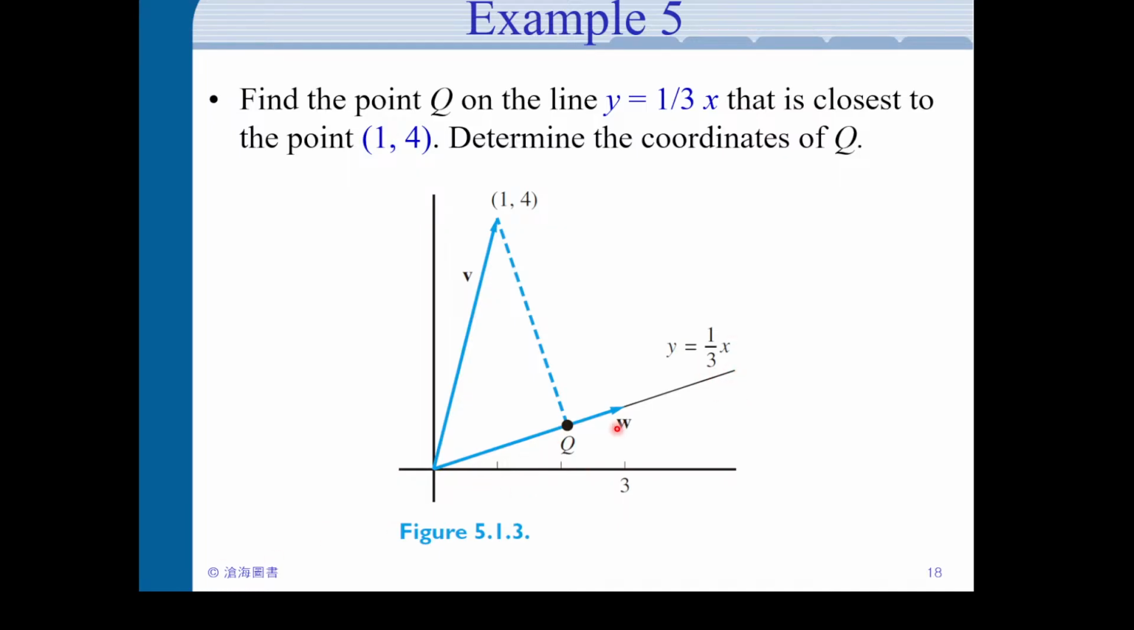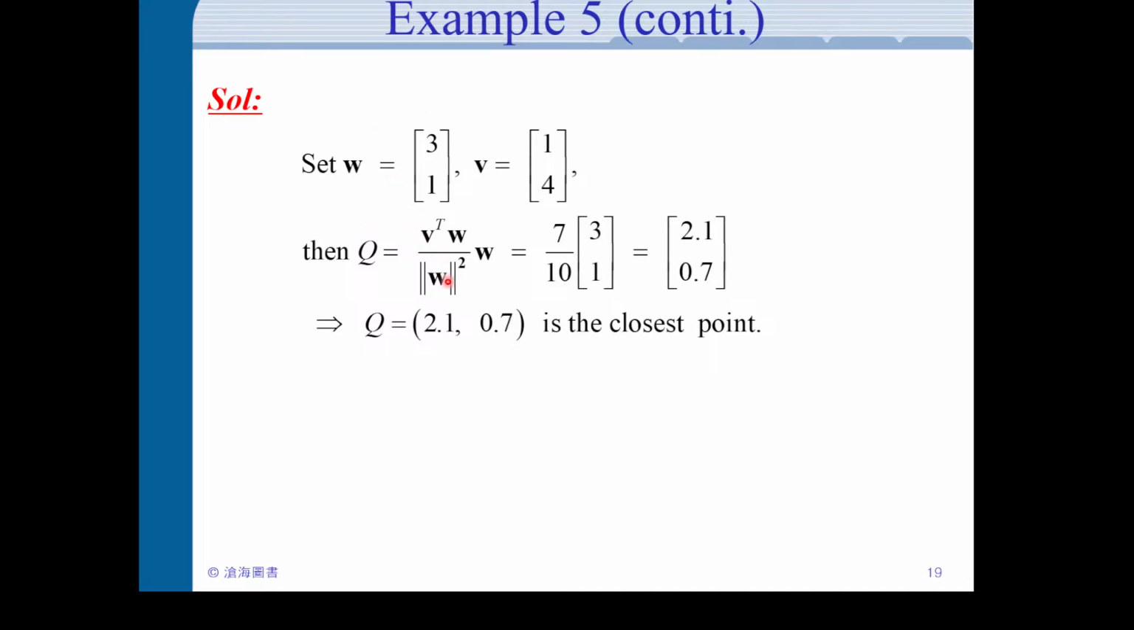Then we can find a vector here, because y equals 1/3 x. We can find a whole bunch of points. One point we can find is x equal to 3, then y will equal 1. So we have this (3, 1) point that's on this line. We will do this by having this (1, 4) project onto (3, 1). So W equals (3, 1), and V equals (1, 4).